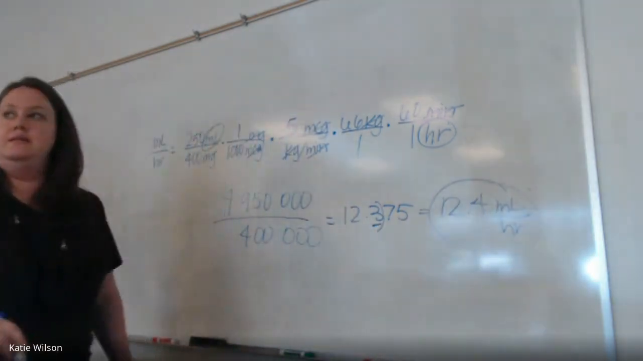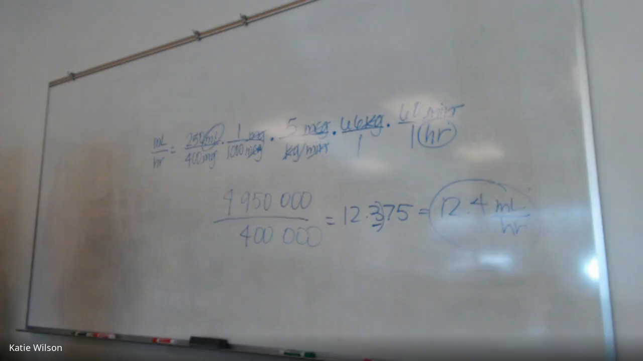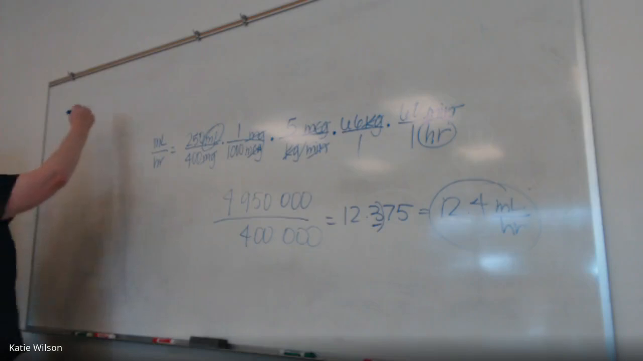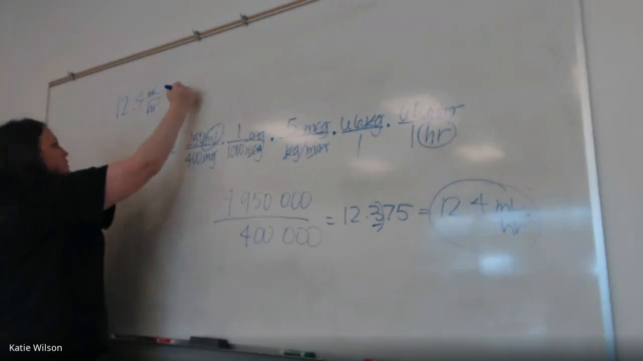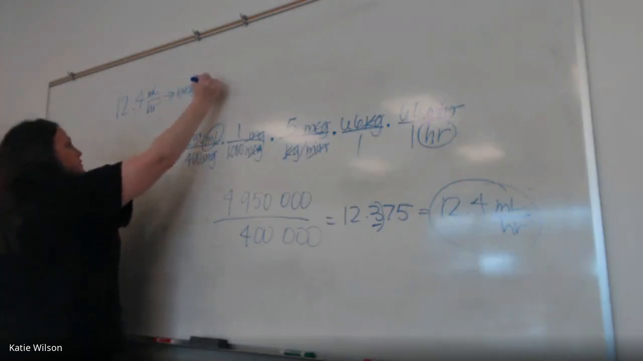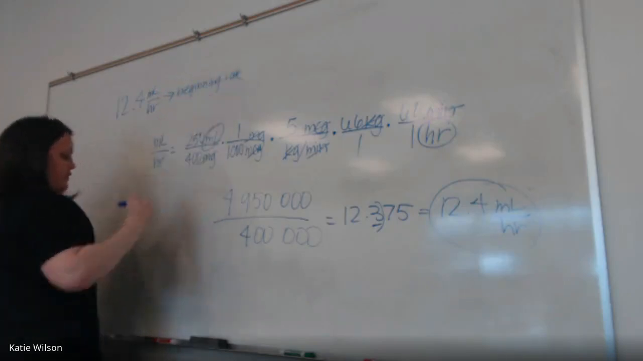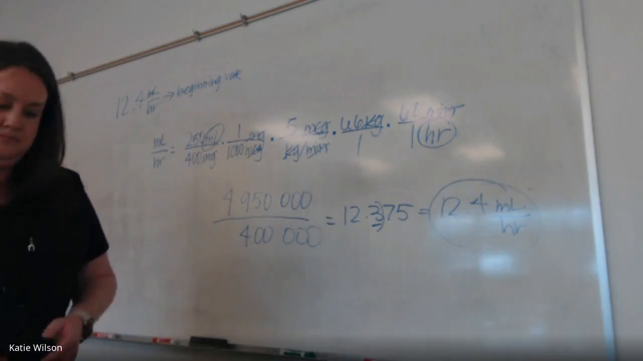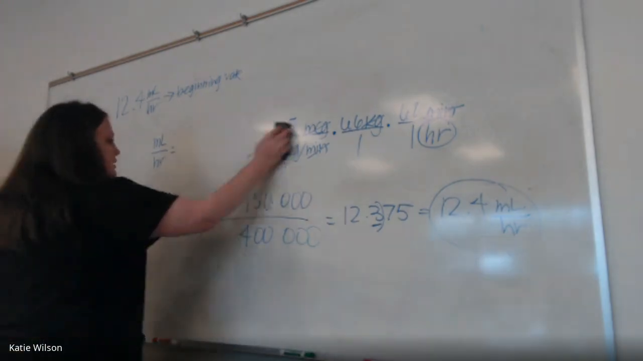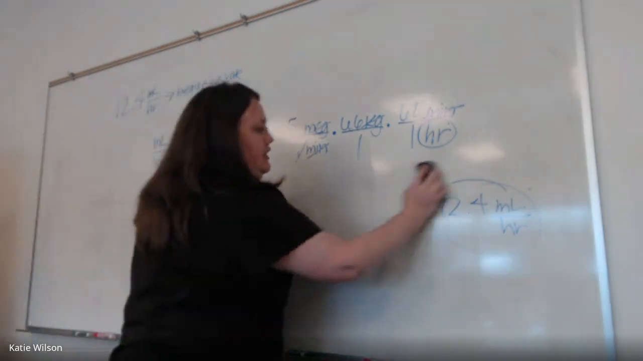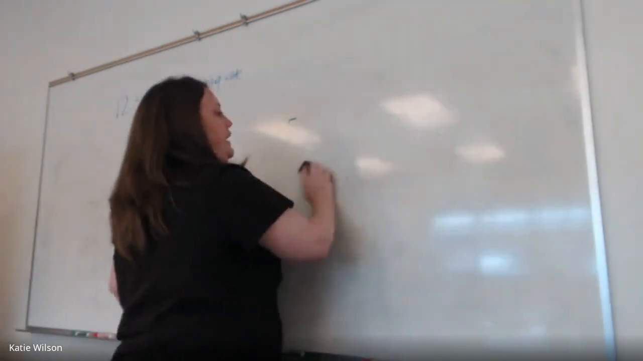So am I done? No, because that's just the beginning rate. So now I have to find the maximum rate, okay? So 12.4 milliliters per hour is the beginning rate. So now we get to solve for the maximum flow rate.